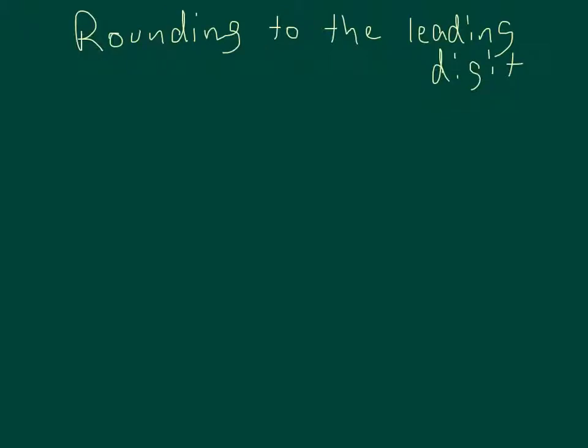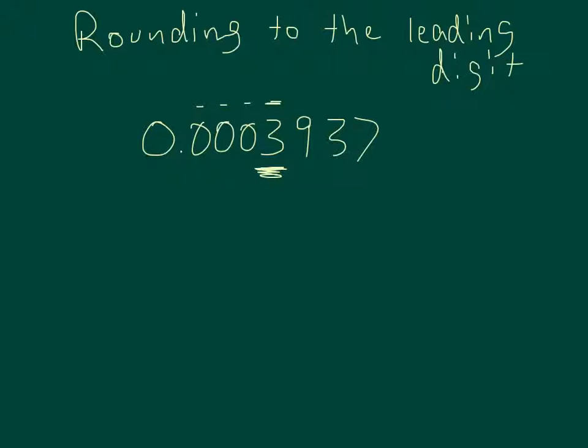Sometimes you want to round to the leading digit. And let me explain what that is. If we had a decimal, let's say it's 0.0003937, the leading digit is the non-zero digit farthest to the left. So in this case, it's that 3. It's the 3 in the tenths, hundredths, thousandths, ten-thousandths place. And when it says round to the leading digit, that's the place where we're going to round to. That's the digit that we're going to round.